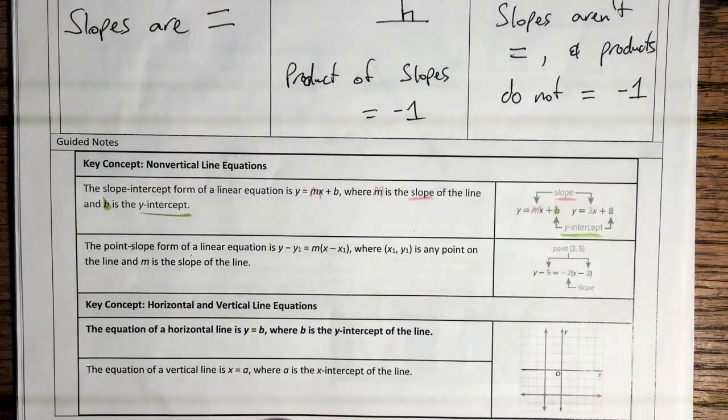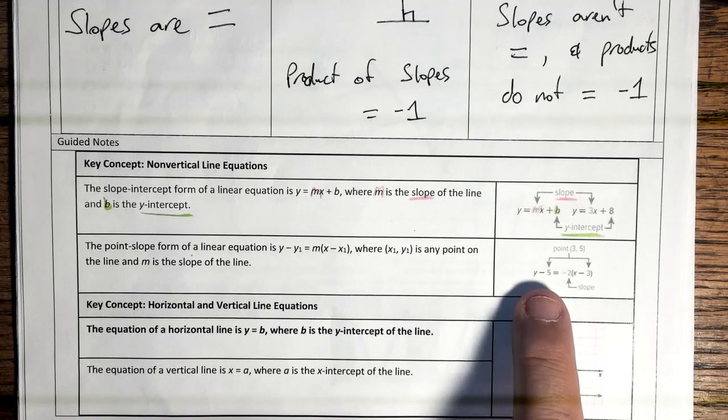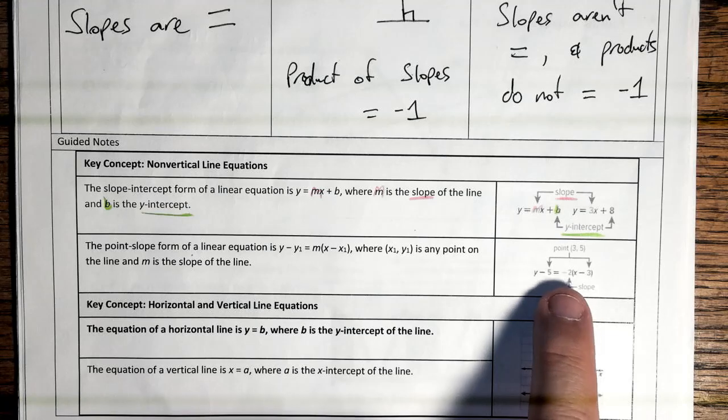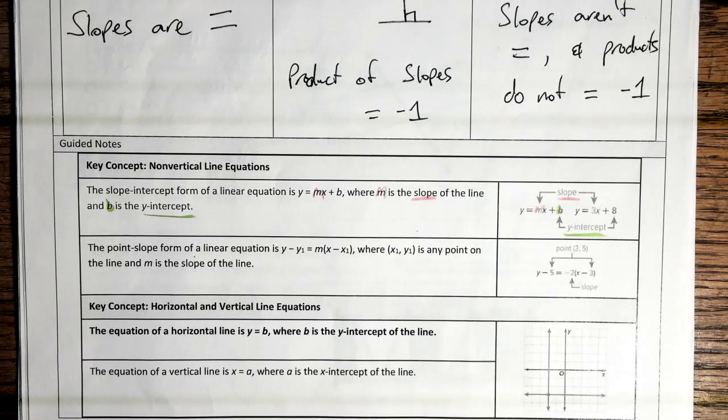The point-slope form of a linear equation is y minus y sub 1 equals m, again, that being the slope, times x minus x sub 1, where x1, y1 is any point on the line and m is the slope of the line. So right here, this would be y minus 5, 5 is your y point here, equals negative 2, that's the slope, times x minus 3, 3 being the x point.